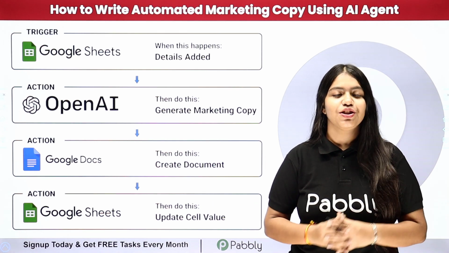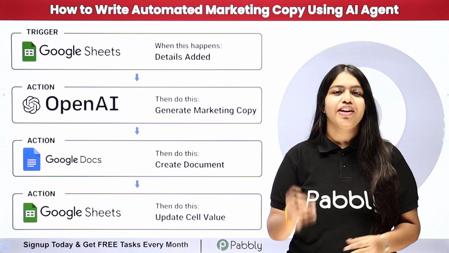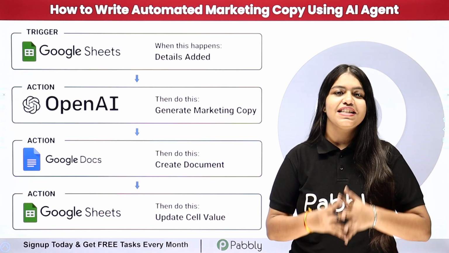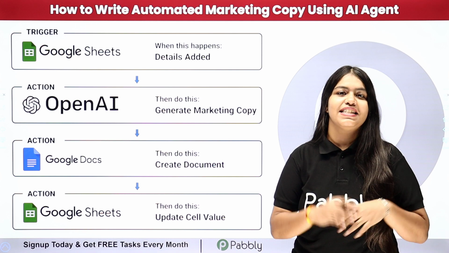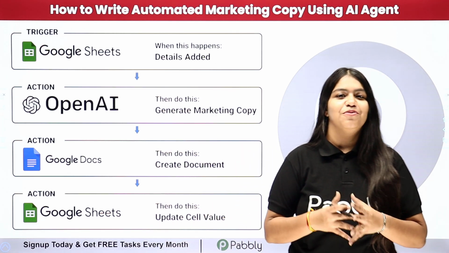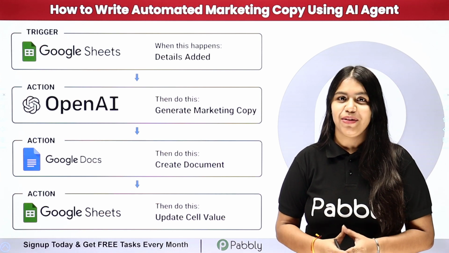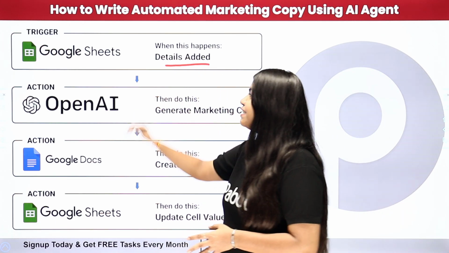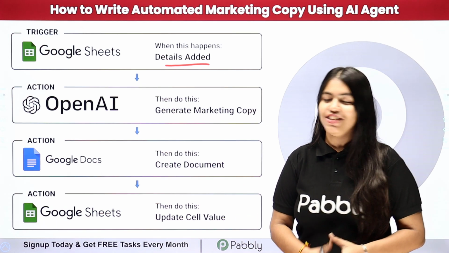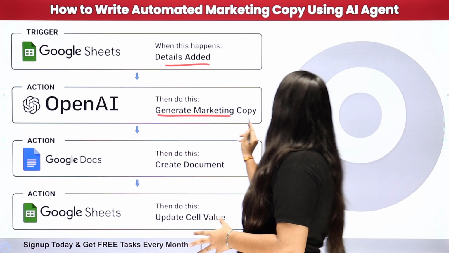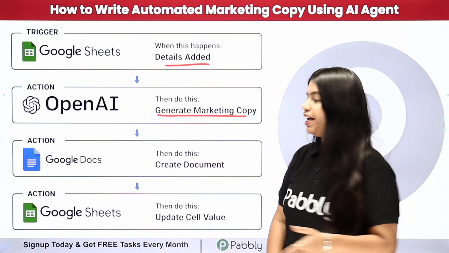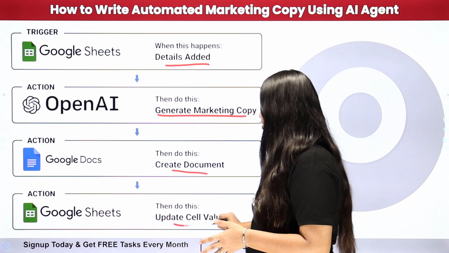So over here I'm running a digital marketing agency and we regularly used to write marketing copies manually. But this is such a time consuming and a tedious task. So to solve this problem I've simply created this amazing automation where what is going to happen is that as soon as I add the details of my product in my Google Sheet, automatically my AI agent, which is OpenAI, is going to generate me the marketing copy. And further we can add that marketing copy in Google Docs and then Google Sheets.